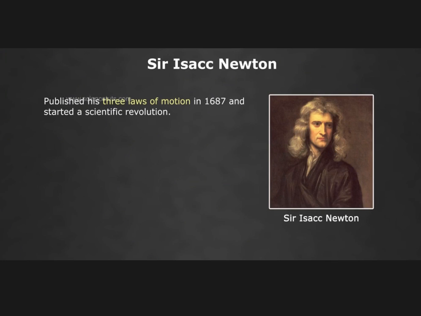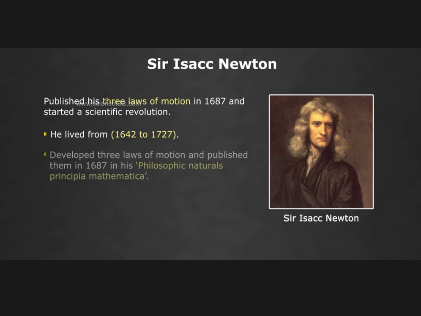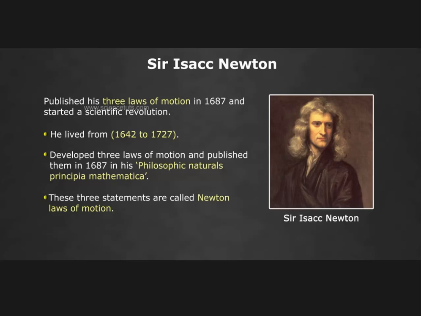Sir Isaac Newton published his 3 laws of motion in 1687 and started a scientific revolution. He lived from 1642 to 1727, developed 3 laws of motion and published them in 1687 in his Philosophiae Naturalis Principia Mathematica. These 3 statements are called Newton's laws of motion.